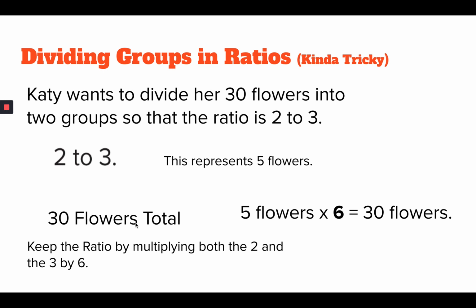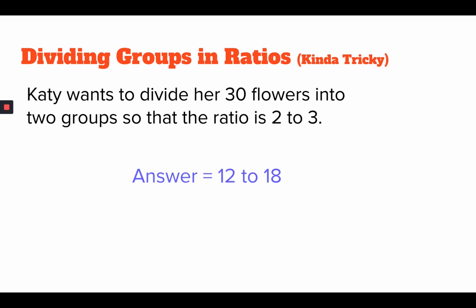I then keep my ratio, this 2 to 3, by multiplying both the 2 and the 3 by 6. 2 times 6 is 12, and 3 times 6 is 18. It's going to give me a final ratio of 12 to 18. That is the answer to this question. If you go 12 plus 18, there's your 30 flowers.